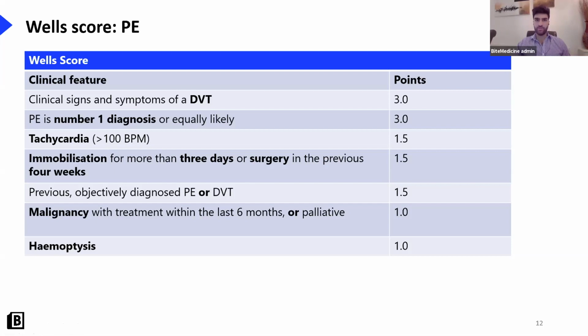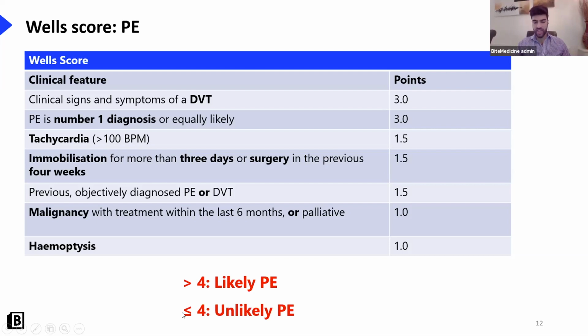So everyone's gone for 4, one person's gone for 5. So is it 4 or 5? Interesting. So greater than 4 is a likely PE. Less than or equal to 4 is an unlikely PE. So I can see most of you went for 4. Some of you went for greater than 4, so that's good.